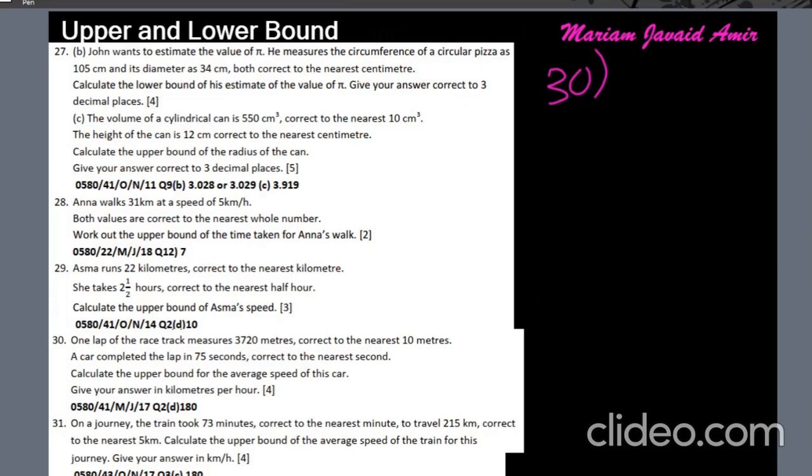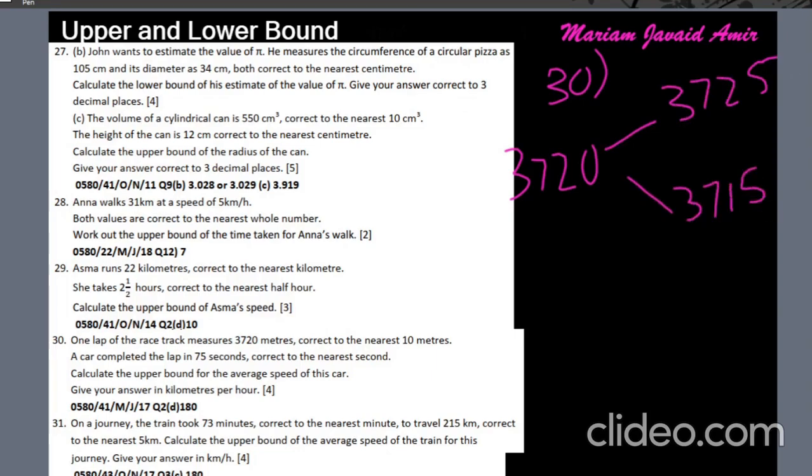One lap of the racetrack measures 3720 meters, correct to the nearest 10 meters. So the upper bound will be plus 5, 3725. The lower bound will be minus 5, 3715. A car completes the lap in 75 seconds, correct to the nearest second. So 75 second, correct to the nearest second means 75.5 and 74.5. Calculate the upper bound for the average speed of this car.